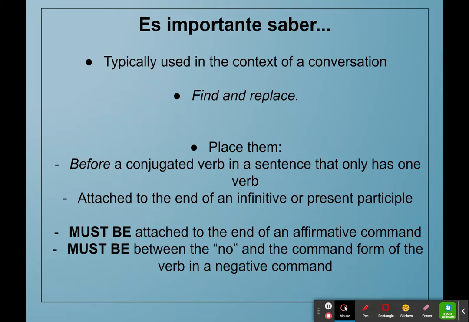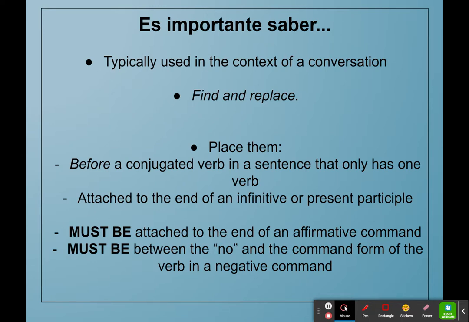In terms of where they go in a sentence, if there's only one verb in the sentence, they go before the conjugated verb. If there is an infinitive, in other words, unconjugated form, or a present participle, which is the ando, yendo form of a verb, you can attach them to the end of an infinitive or present participle, but it is always okay for sentences that do not contain commands to put them before the conjugated verb in a sentence. And you'll see a couple of different examples of that at the bottom of page 2 and on the final slide for the direct object pronouns here.